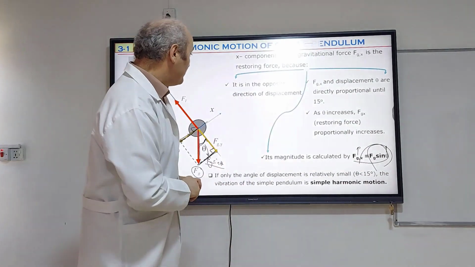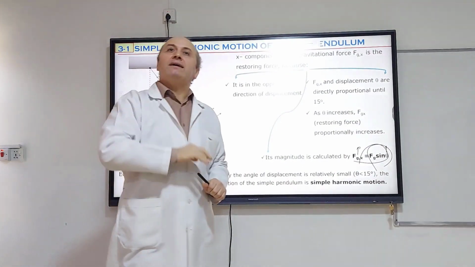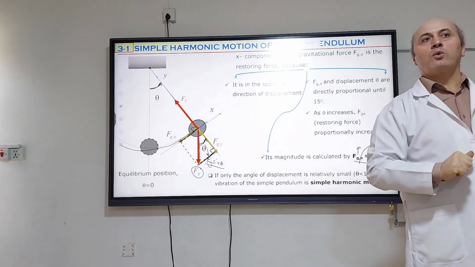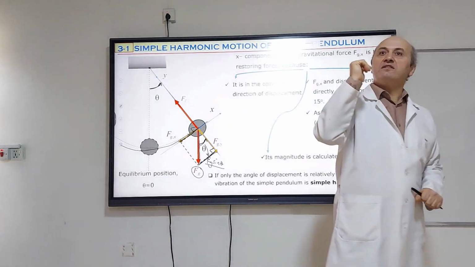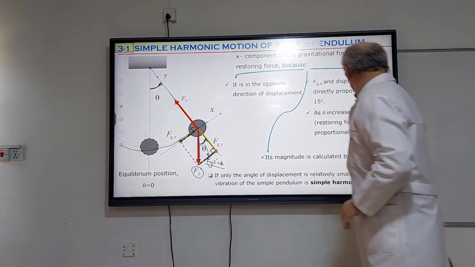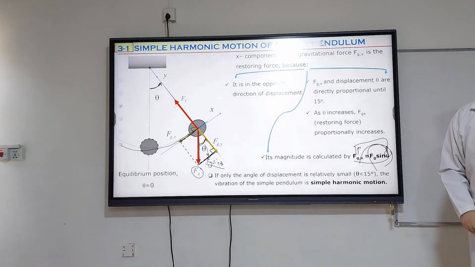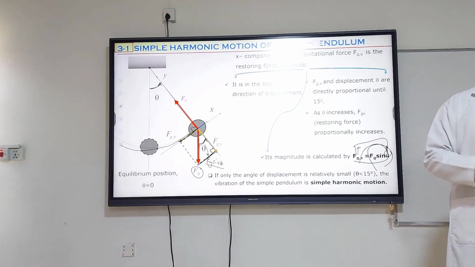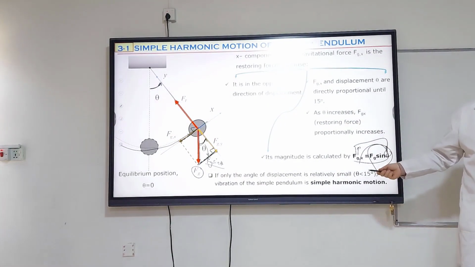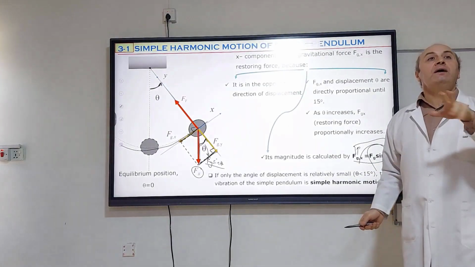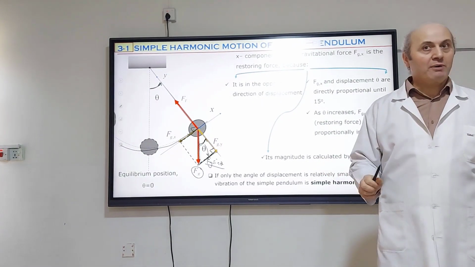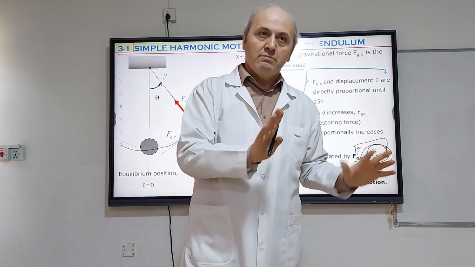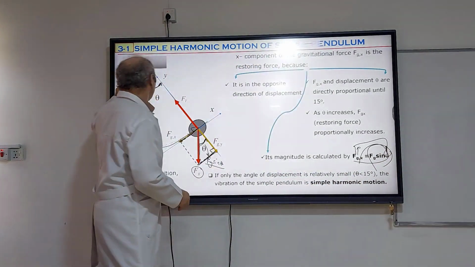Third one: until what angle is this vibration simple harmonic? Less than 15 degrees is simple harmonic. Why is it so? Because until 15 degrees, this theta and this Fgx are directly proportional. At an angle greater than that, it is not directly proportional. That's why it is only periodic. If the angle is greater than 15, the vibration is only periodic, but not simple harmonic. But less than 15, it is periodic and also simple harmonic motion. Clear?